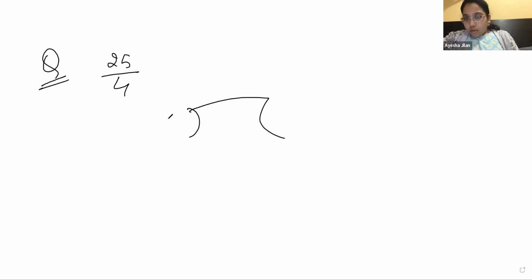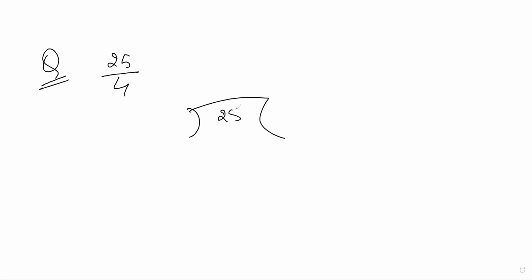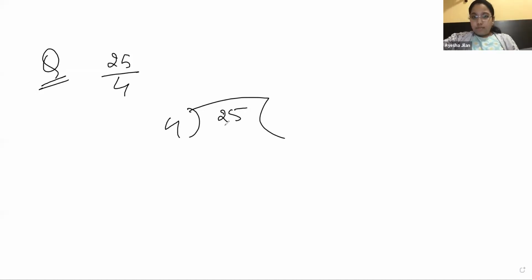25 in the middle. Where should I write 4? On the left side. So what am I doing? I am dividing 25 by 4. Yes, ma'am. Right. What should I see first? I'll see the first digit of the number, right or wrong?